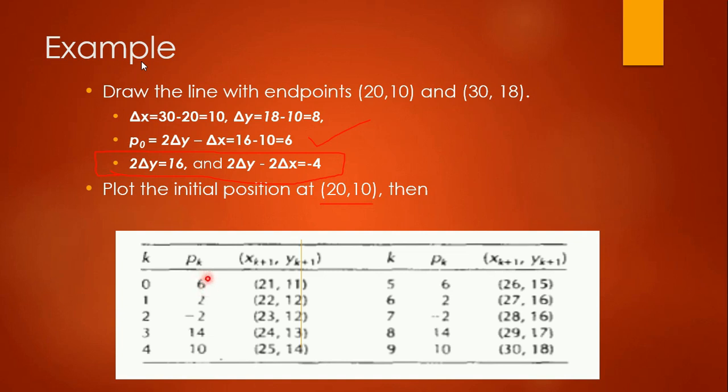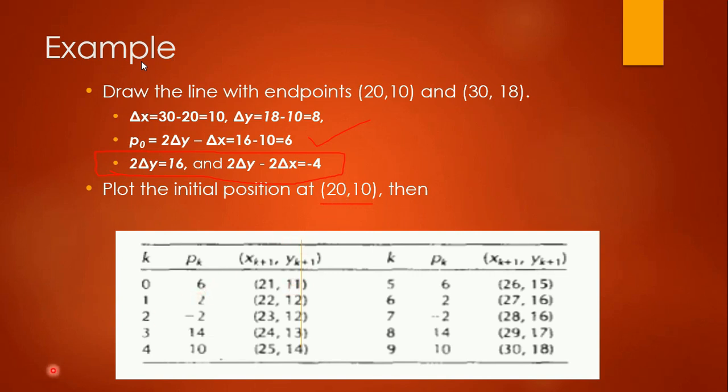Okay, 6 is a positive number. So what you have to do immediately is increment both the x value and the y value. What was the previous x and y value? It was 20, 10. So increment by 1: 20 plus 1 and 10 plus 1 gives 21, 11.